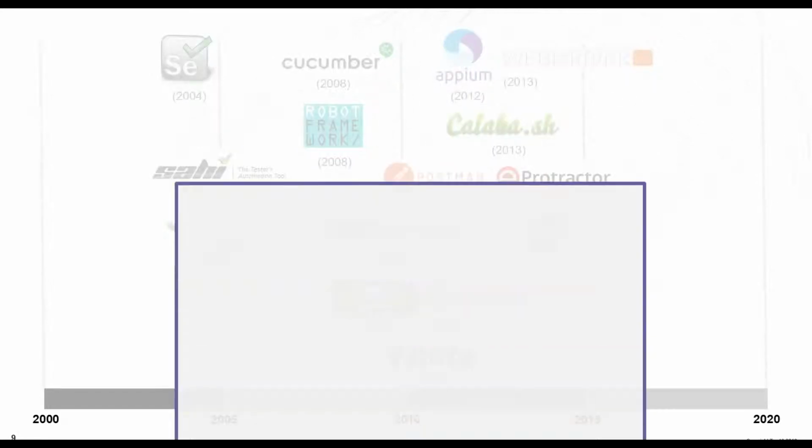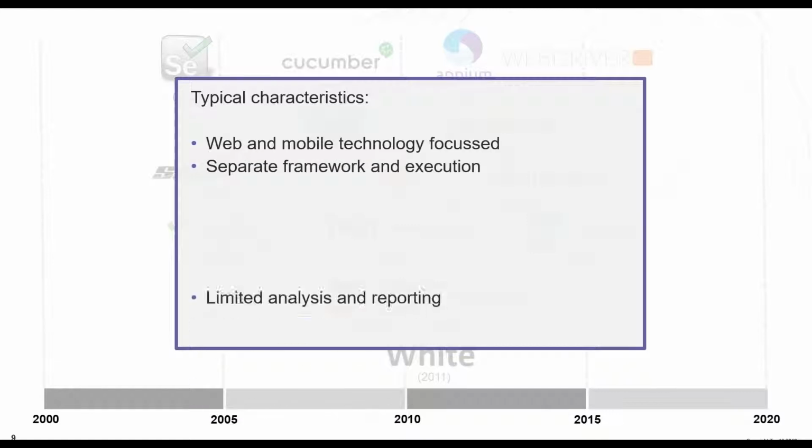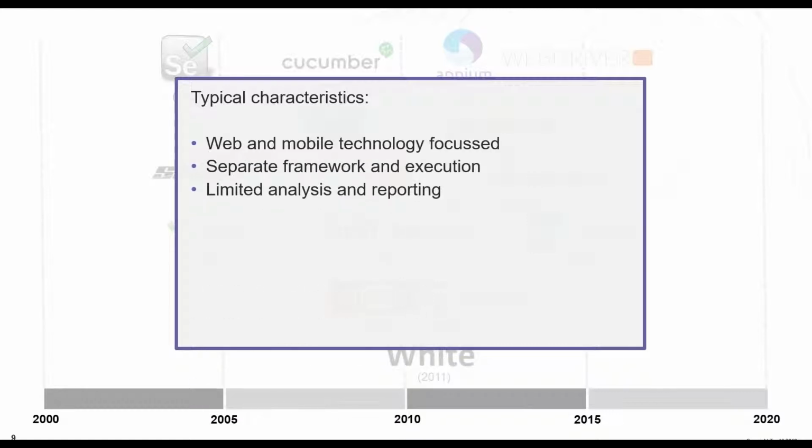So what are the typical characteristics of these open source tools? They are web and mobile technology focused around increasingly complex user interfaces and solutions. As mentioned earlier, they are typically split into execution tools to be able to automate the application and the frameworks that sit around these to allow automated tests to be scripted and configured. They typically have limited reporting and analysis, although some of the frameworks are strong in this area.